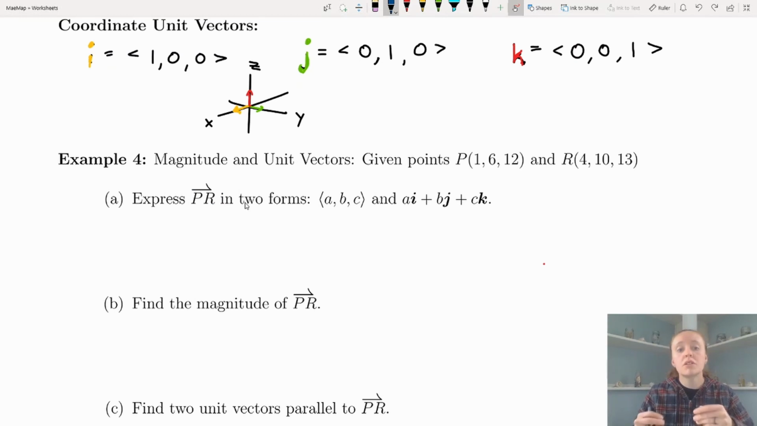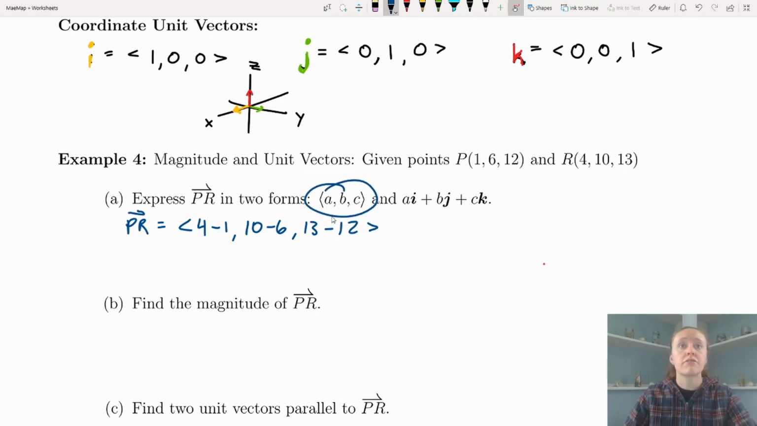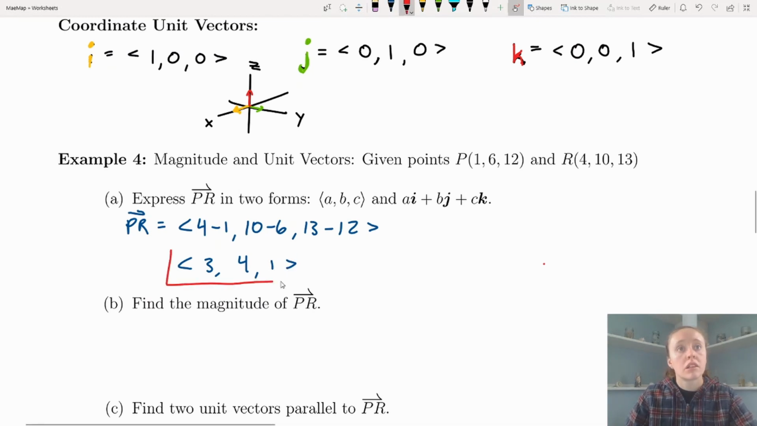And remember, we do that by head minus tail. So PR is going to be 4 minus 1, 10 minus 6, 13 minus 12. So in that first form, 4 minus 1 is 3, 10 minus 6 is 4, and 13 minus 12 is 1.